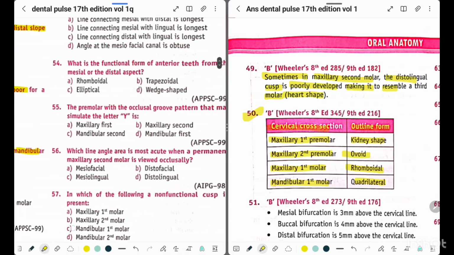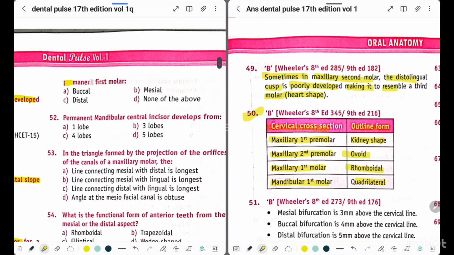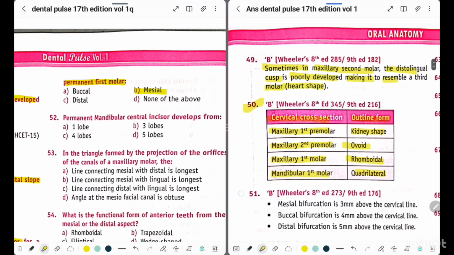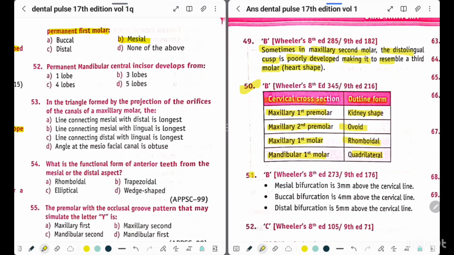Question 51. Which bifurcation is closest to the cervical line, or which surface has short root trunk length in a maxillary permanent molar? So its answer is mesial. Let's see its explanation first. Mesial bifurcation is 3 mm above the cervical line. Buccal bifurcation is 4 mm above the cervical line. Distal bifurcation is 5 mm above the cervical line.